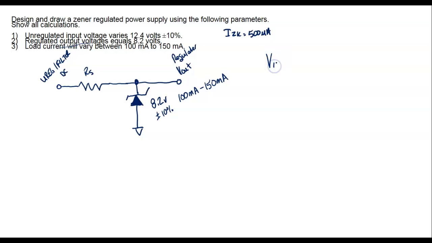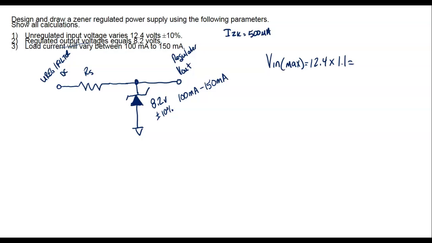So Vin maximum would equal 12.4 times 1.1. So equal that, you'll understand that. What we're doing is doing the 10% without doing the 10% and then adding and subtracting it. Y'all understand that? Yes or no?